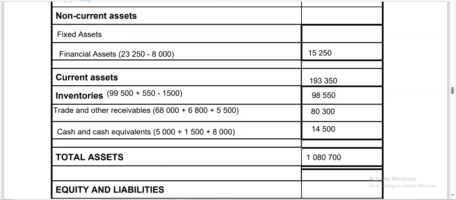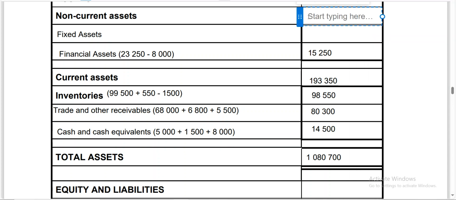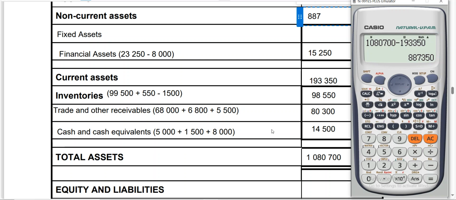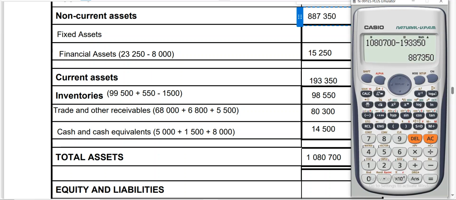And then from there, let's see what will be the total of our non-current assets, since we have total assets. So we're going to say 1,080,700, then we subtract 193,350, and then the answer that we are getting is 887,350. Okay, 887,350, remember, is our total for our non-current assets. So we can use it to get our fixed assets.